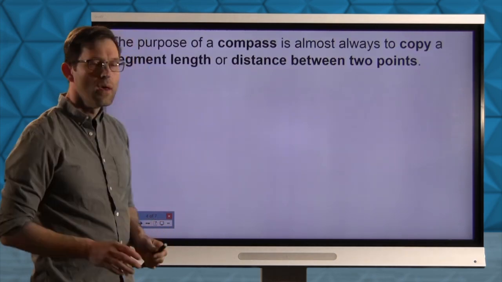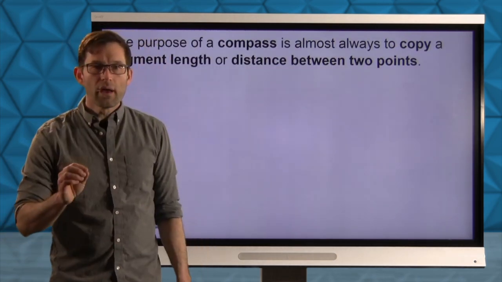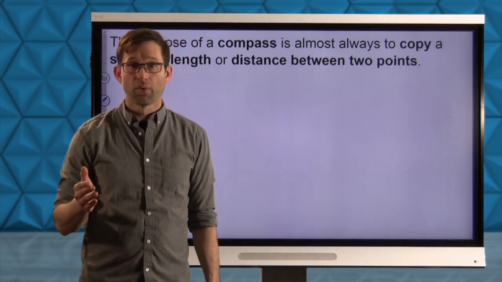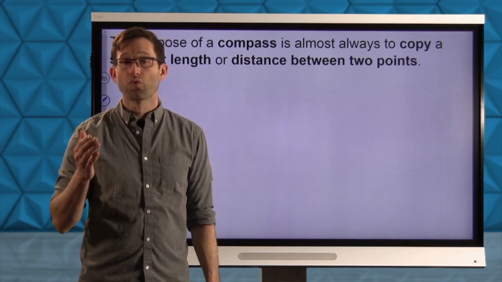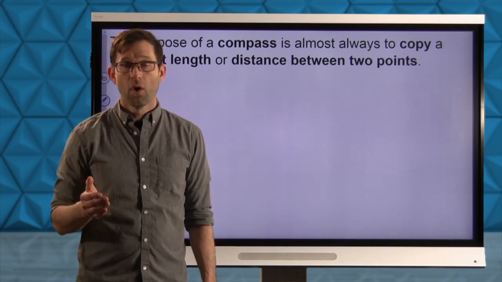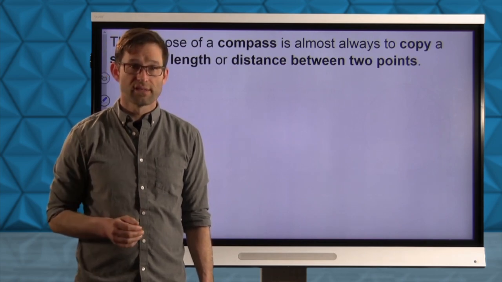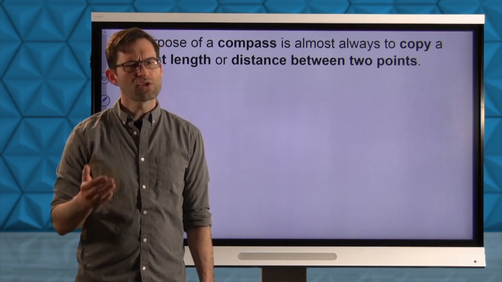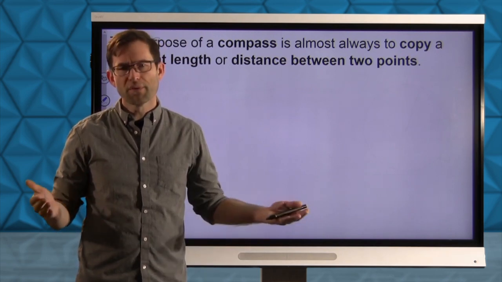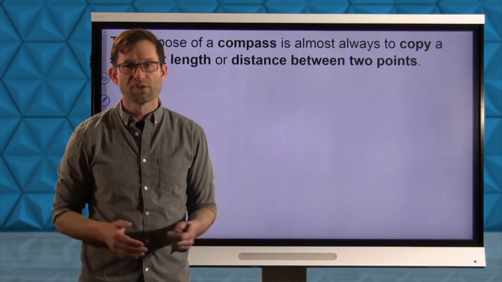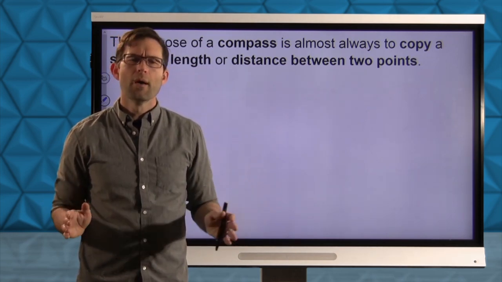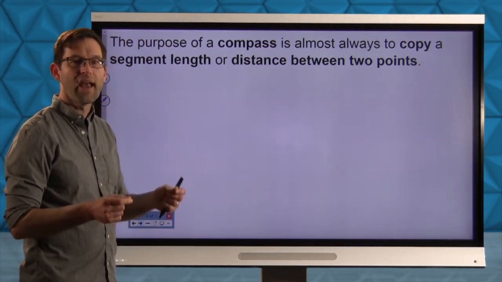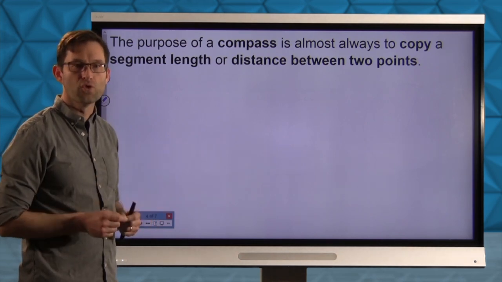Before we do that, let's really understand the purpose of the two tools that we use. The straightedge is very simple. It has one purpose, which is to draw a straight line segment, or to connect two points with a straight line segment. On the other hand, the compass's purpose is a little bit strange. You would think the compass's purpose is to draw a circle or an arc of a circle, and that is completely true. But from a broader perspective, the purpose of a compass is almost always to copy a segment length, or the distance between two points.